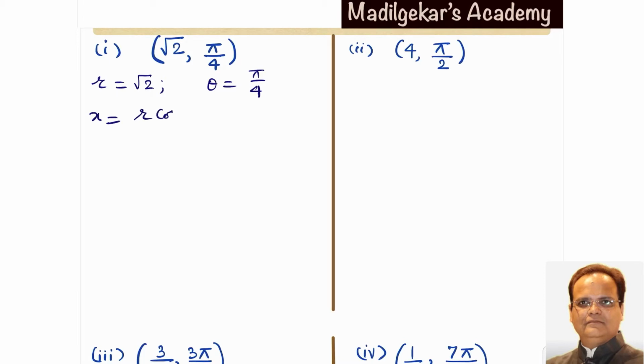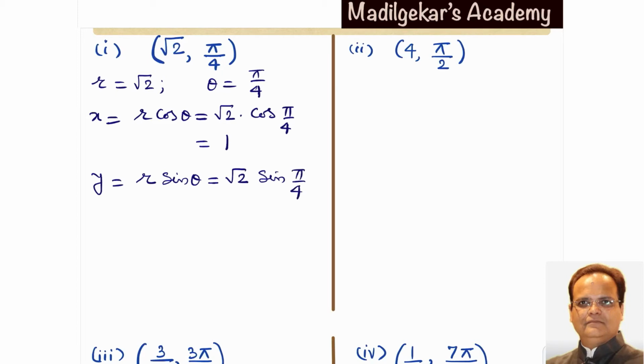It is r cos theta, meaning root 2 cos pi by 4. Since cos pi by 4 is 1 by root 2, root 2 gets cancelled, we get x equals 1. Similarly, y is r sin theta, meaning root 2 sin pi by 4. Sin pi by 4 is also 1 by root 2, so root 2 gets cancelled. Again we get y equals 1. So the required Cartesian coordinates are 1, 1.